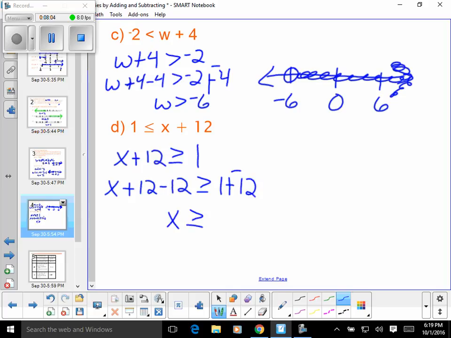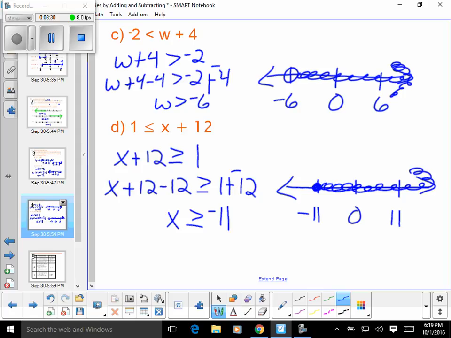And add the opposite, so I will get a -11. To graph that, I'll have a -11, a 0, and 11. It's just the way we usually do it. I'll put a closed circle at the -11 since there's an equal sign in here. And I want everything greater than that because, again, if I use 0, 0 plus 12, 12 is greater than 1. If I tried something smaller than -11, like say -12, I'm going to get 0, and 0 is not going to be greater than 1.